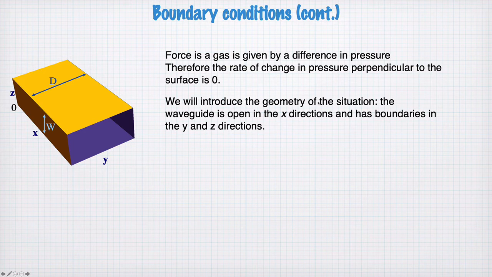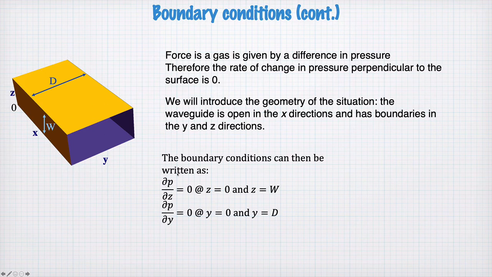So we'll introduce the geometry of the situation that I've shown here, and the boundary conditions can be written as dp/dz is 0 at z equal to 0 and z equal to w, and dp/dy is equal to 0 at y equals 0 and y equals d. So what's that saying? For example, in the y dimension, which is this direction here, at 0 and d, the dp/dy, that is the derivative of the pressure in this direction along the y-axis, must be 0 at these boundaries. That's our boundary condition.